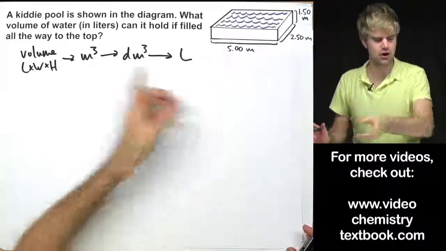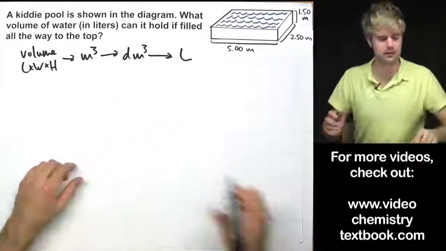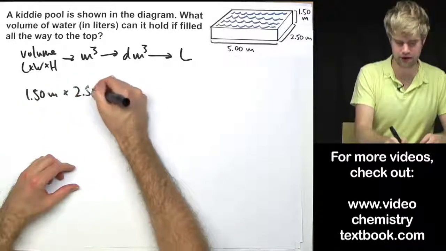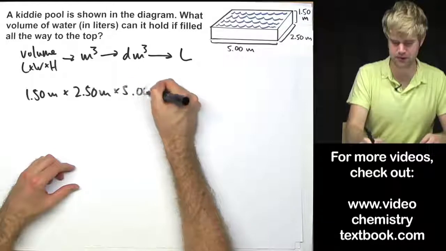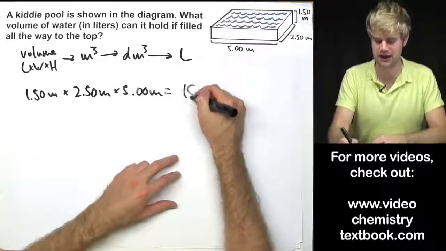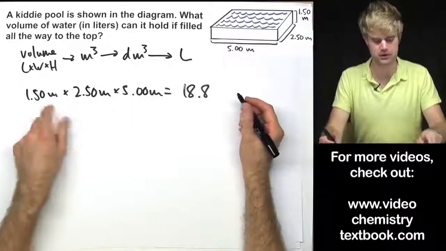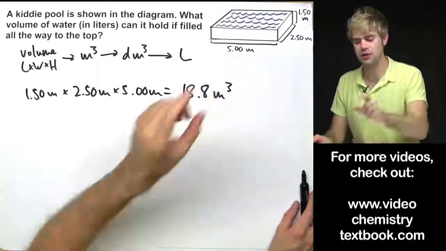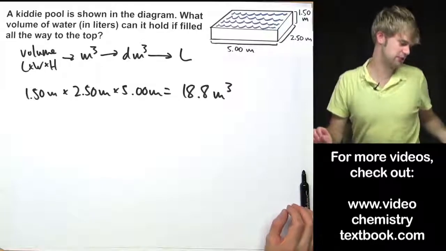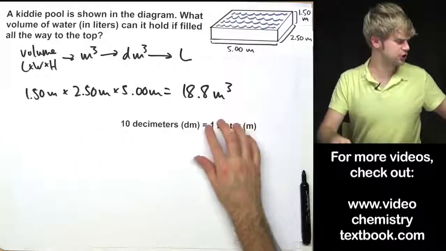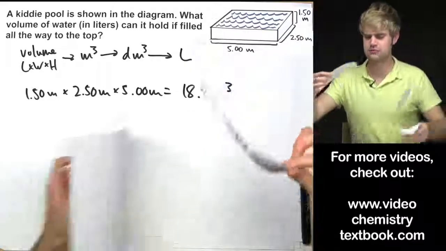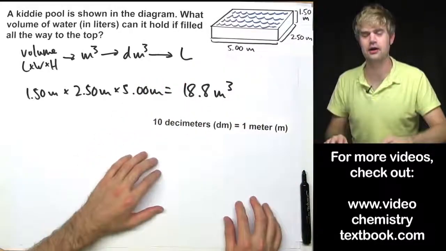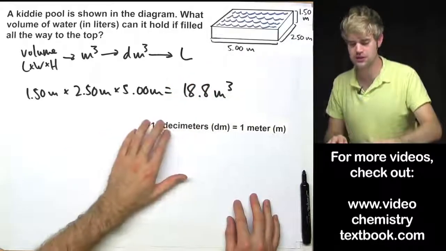So let's start off by getting the volume in cubic meters. 1.50 meters times 2.50 meters times 5.00 meters is going to give me 18.8 meters cubed. Now I need to convert from meters cubed to decimeters cubed. I have this relationship here, but decimeters and meters are not going to do it, because I'm not talking about decimeters and meters. I'm talking about cubic meters and cubic decimeters.